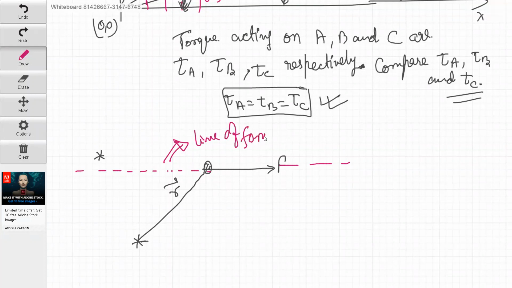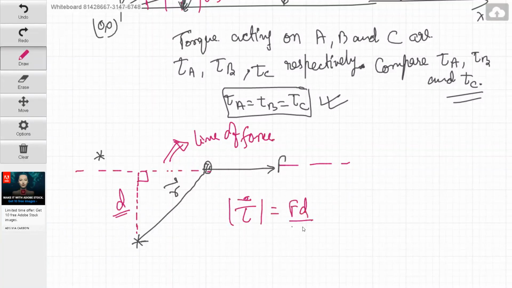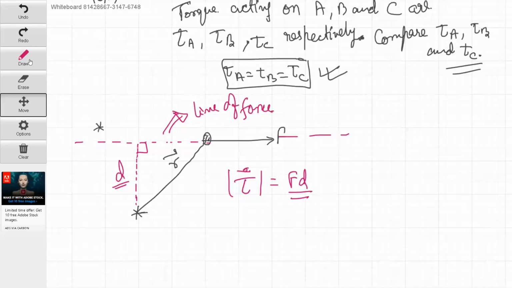So first of all, draw the line of force and draw a perpendicular to the line of force from the axis of rotation. If this perpendicular distance is d, then torque will be equal to force into d, force into this perpendicular distance. Hope you understand. Is this all right?